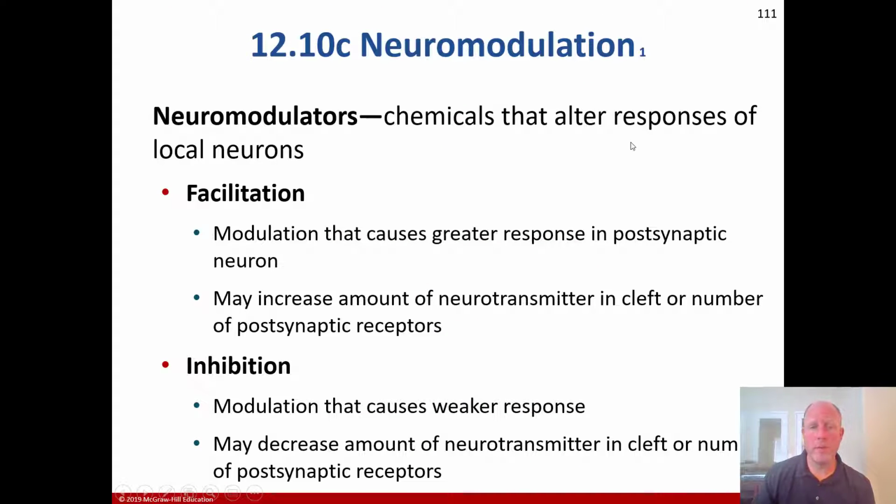Now, neuromodulators are chemicals that alter responses of local neurons. As far as facilitation or inhibition, with facilitation, the modulation causes a greater response in the postsynaptic neuron, and they can increase the amount of neurotransmitter in the cleft or the number of postsynaptic receptors. With inhibition, the modulation causes a weaker response. They may decrease the amount of neurotransmitter in the cleft or the number of postsynaptic receptors.